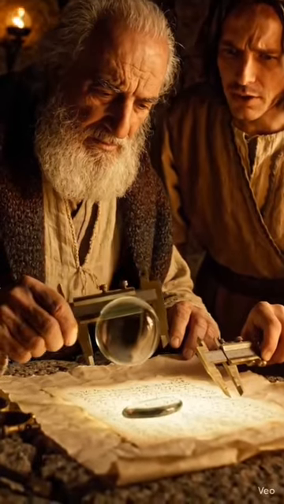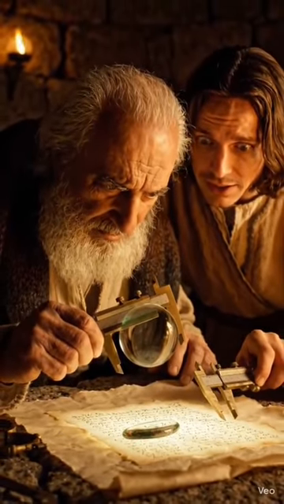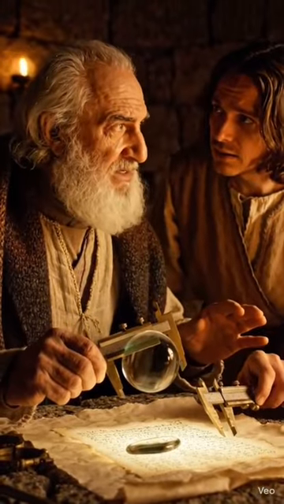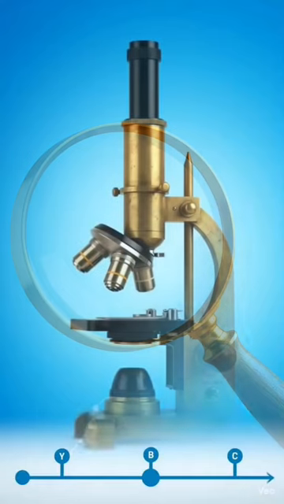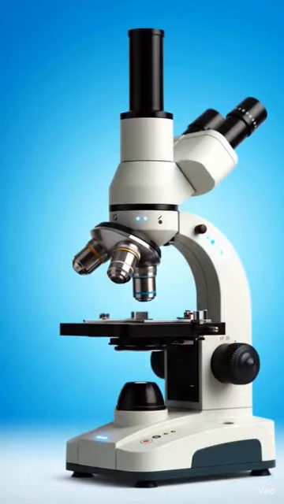Long ago, people discovered that a curved piece of glass could make small objects appear bigger. Because it looked like a lentil seed, it was called a lens. Over time, lenses became more powerful. Simple magnifying glasses gradually developed into microscopes, helping humans observe the tiny world.